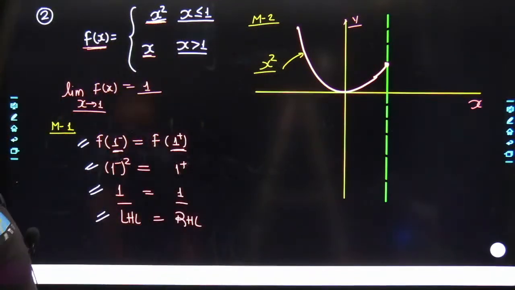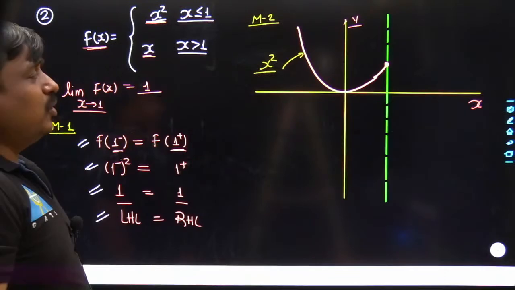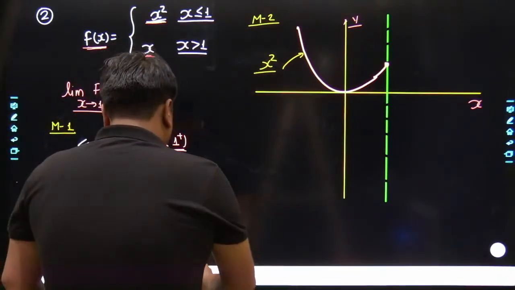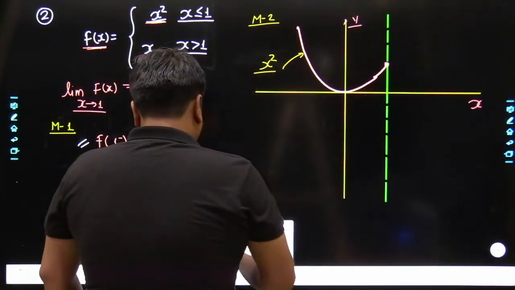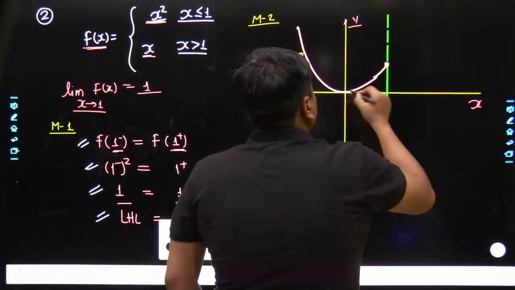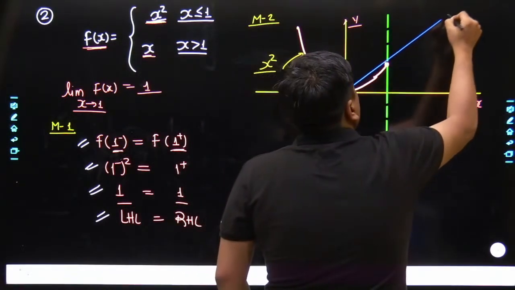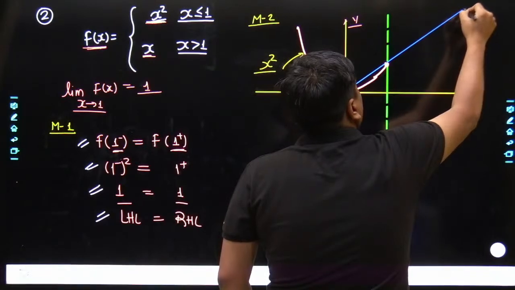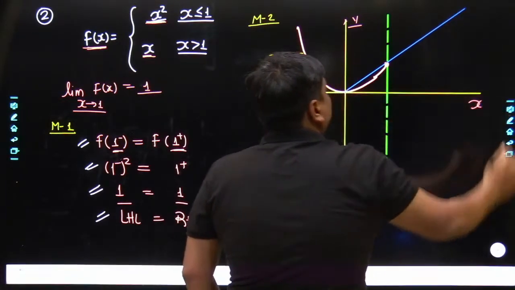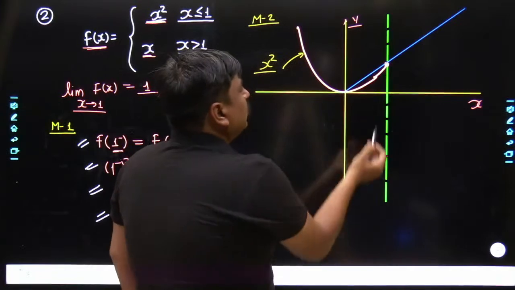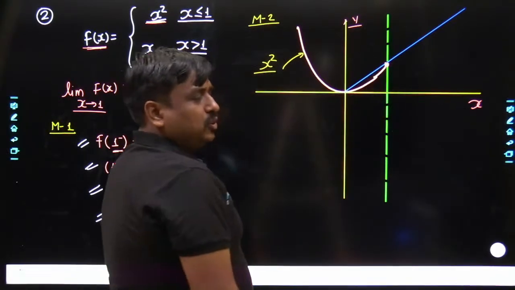Similarly, if we focus on y equals x, may I know how the curve would be? Obviously, the curve would be a straight line. Let me take a different color. The curve would be a straight line crossing through the origin, and once you feed the value of x as 1, the value of y would become 1. So it is going to cross through this dot also.